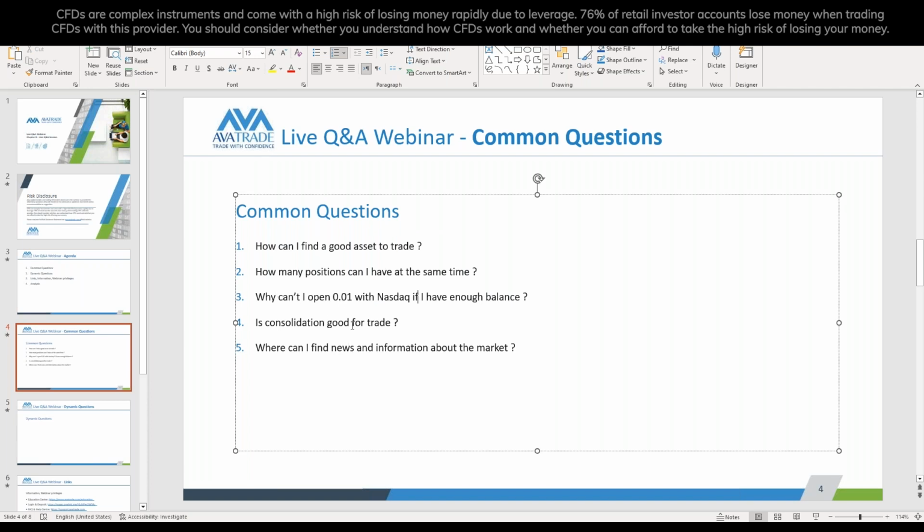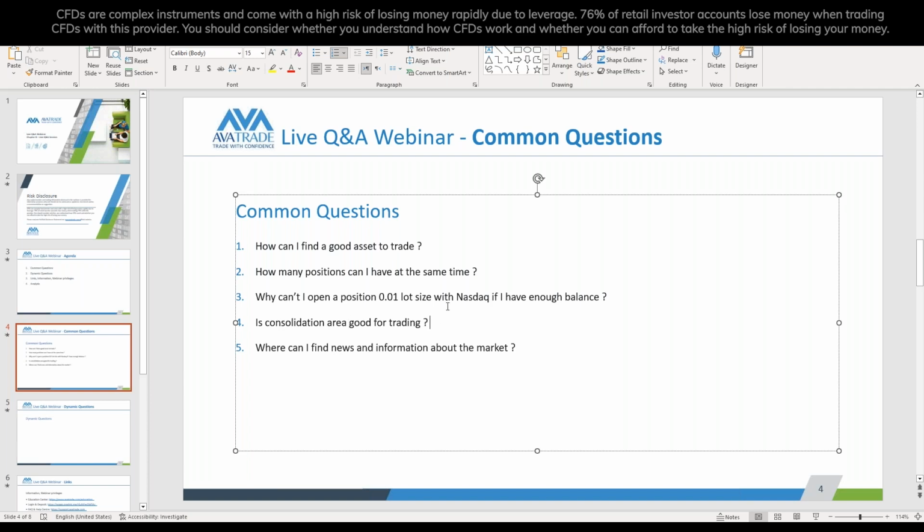Why can't I open 0.01 with Nasdaq if I have enough balance? Why can't I open a position? It makes more sense with lot size, with Nasdaq. Is consolidation good for trading? Consolidation is good for trading. Maybe consolidation area, right?